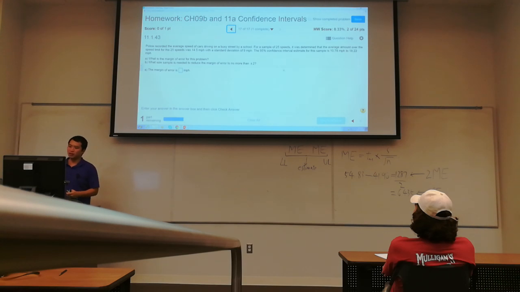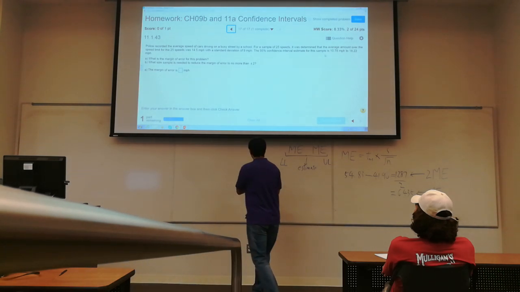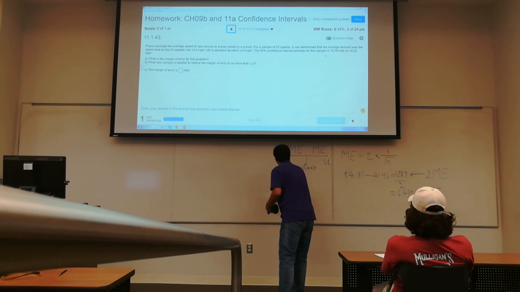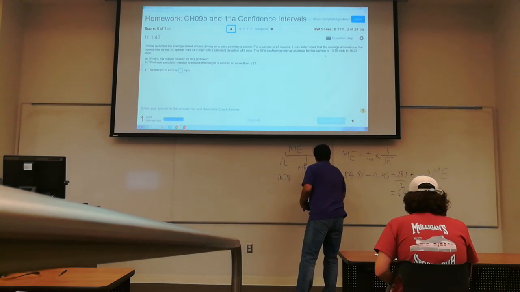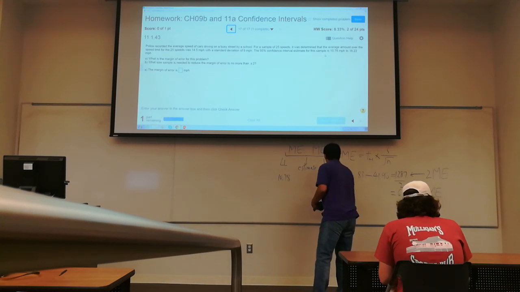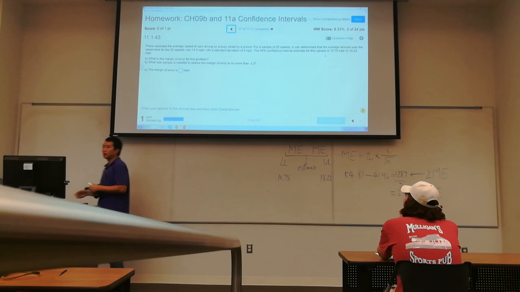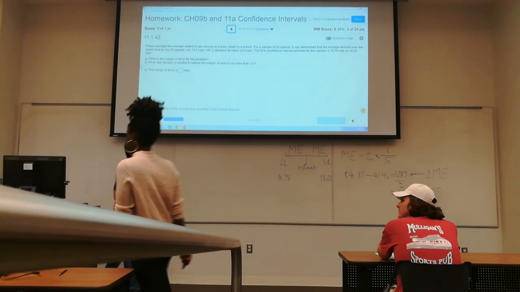The 95% confidence interval estimate for this sample is, let me put the numbers in here. We have a lower limit and upper limit. Lower limit is 10.78, upper limit is 18.22. So they did the calculation for us. The question is, what is the margin of error for this problem?